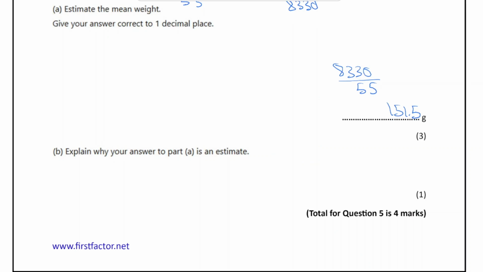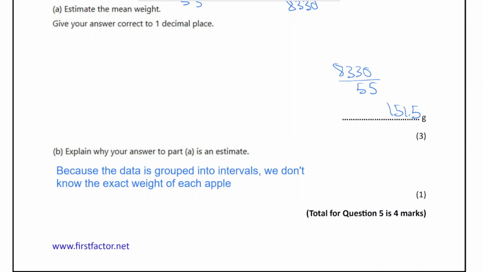Then for part B, we need to explain why our answer to part A is an estimate, and this will always be the same answer every time you get a question like this on group frequency tables. And that is because the data is grouped into intervals, we don't know the exact weight of each apple.